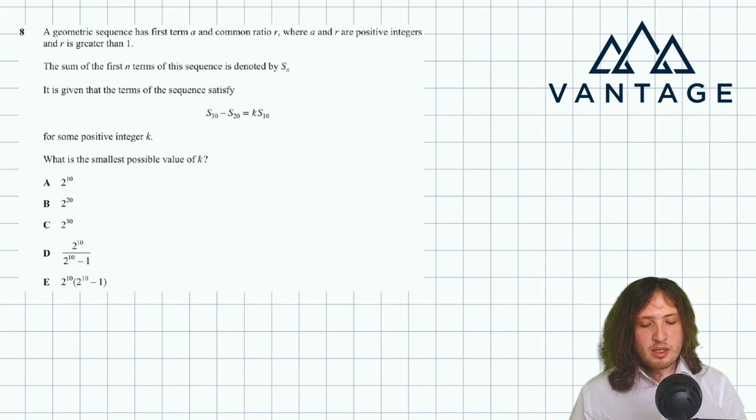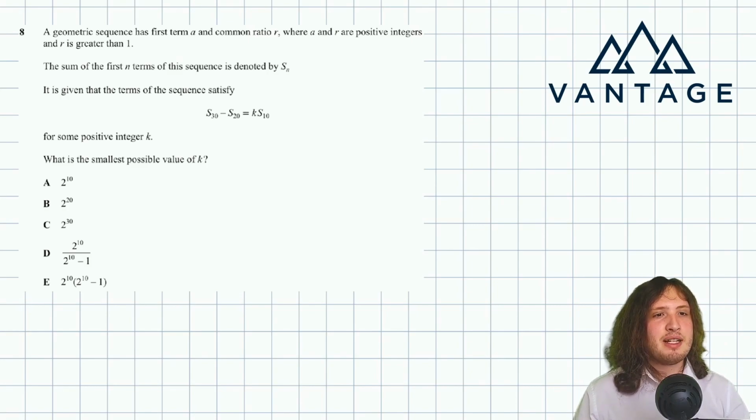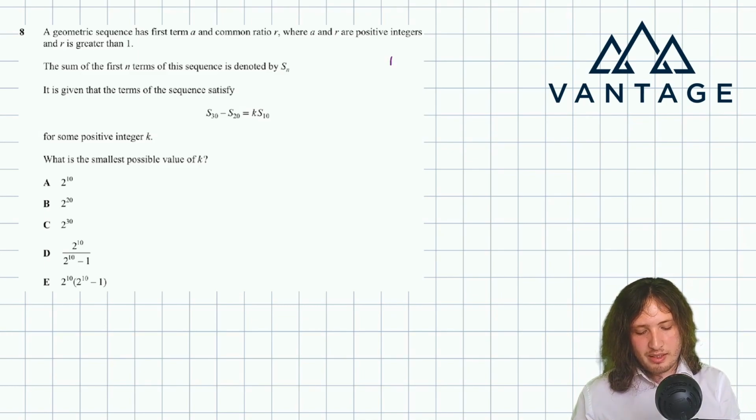In this question, we're told that a geometric sequence has first term A and common ratio R, where A and R are both positive integers and R is greater than 1. I guess if R is a positive integer greater than 1, that really means it's at least 2. So we can note that down. R is at least 2. A is at least 1 because it's positive and they're both integers.